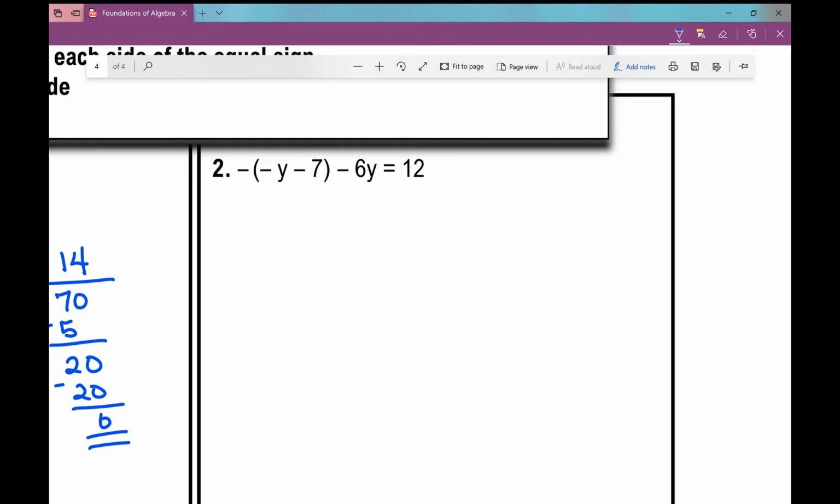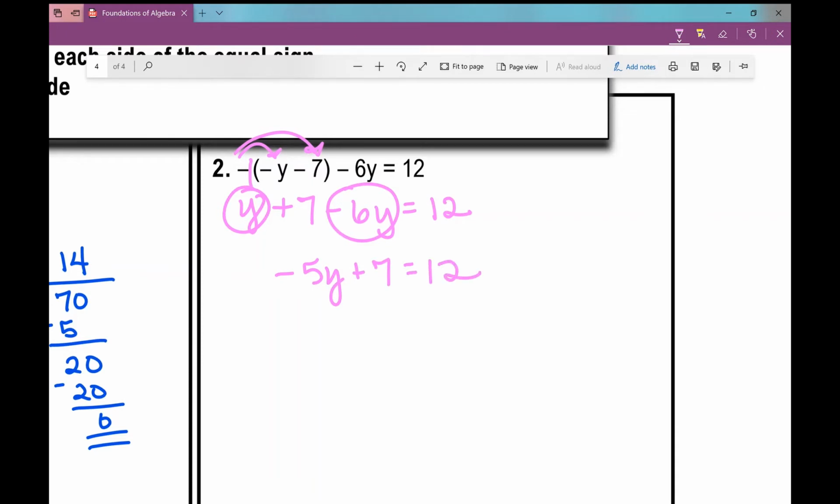Number 2 is a little bit more involved, and they get progressively more difficult throughout this set of notes. If I don't have any number in front of these parentheses, I can always put a 1. In this case, this will be a negative 1. That's what I'm going to distribute into every term on the inside of the parentheses. So I get 1y. Can I just write that? Sure, you can do that too. Plus 7 minus 6y equals 12. And now I'm going to combine like terms. y minus 6y is negative 5y plus 7 equals 12.